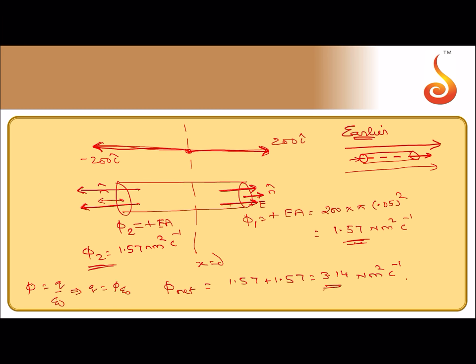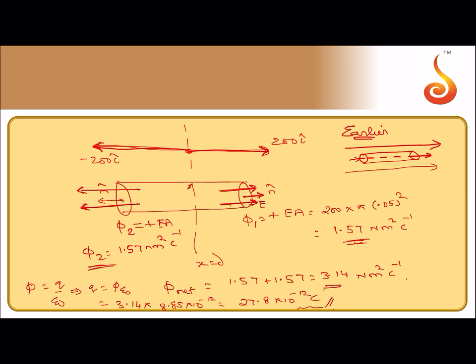So that's equal to 3.14 times 8.85 10 to the power minus 12. So 3.14 into 8.85 comes out to be 27.8 into 10 to the power minus 12 coulombs. That will be the charge enclosed.